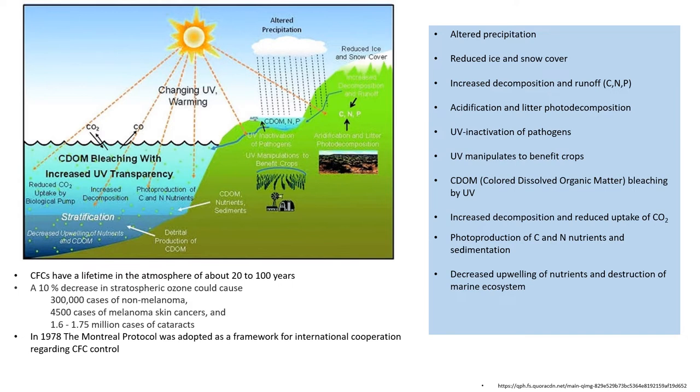The effects of the increased ultraviolet radiation influx down to the surface of the earth are observed in many ways, such as altered precipitation, reduced ice and snow cover because of the detrimental effects of prolonged exposure of incident UV radiations, increased decomposition of the forest and the green covers, which causes runoff of the important nutrients such as nitrogen and phosphorus from the hill soils, acidification of the soil and water bodies, and photodecomposition of the litter.